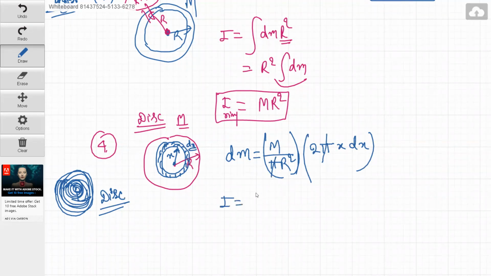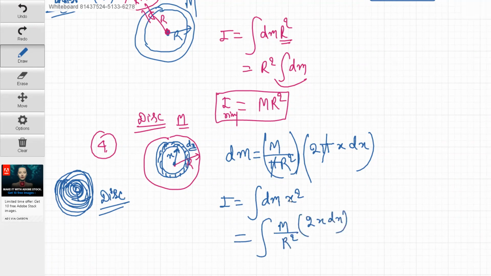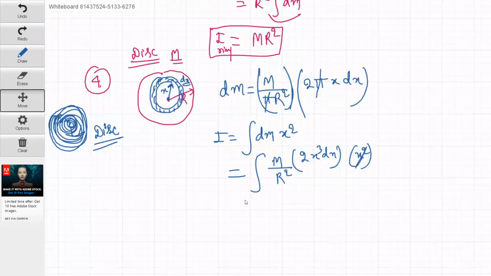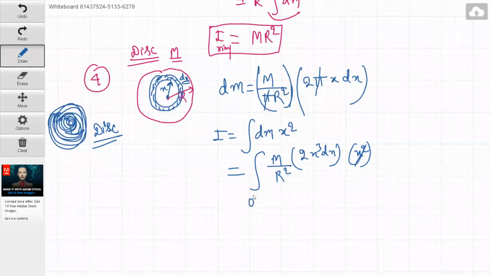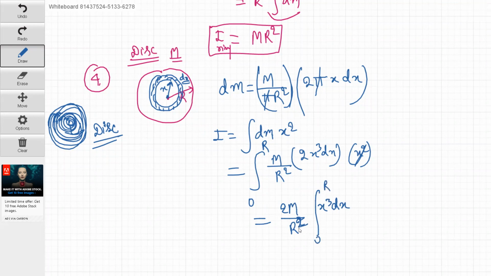So the moment of inertia is the integral of dm x square, isn't it? So that is equal to the integral; what is dm? dm is M by R square into 2x dx, and into x square. So it becomes x cube, and you have to integrate it from 0 to capital R. So it will be equal to twice M by R square, integral of x cube dx from 0 to R, isn't it?